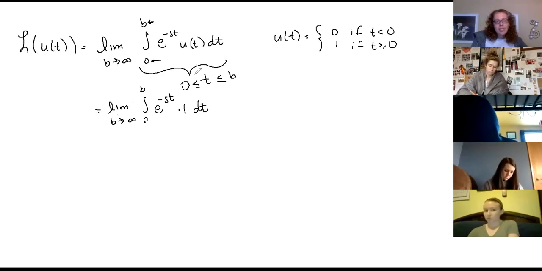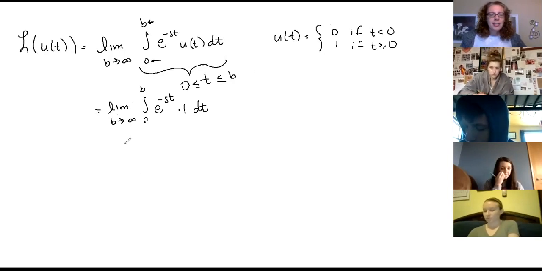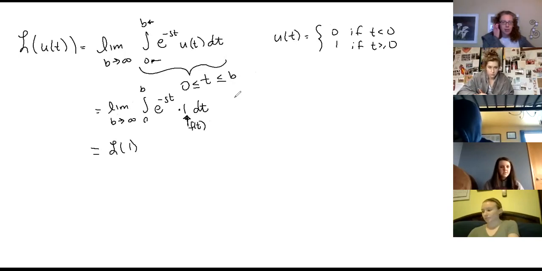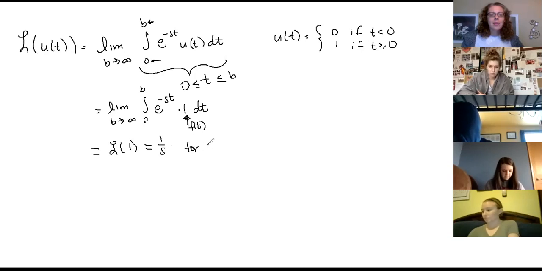If I were having t values be less than 0, then I'd have to use the 0 part, but I don't. I just have t values between 0 and b. And this is exactly the same thing as the Laplace transform of 1. Think about this 1 right here as your f of t, right? That's exactly the same as the Laplace transform of the function 1, which we did yesterday, and it's just 1 over s, and remember that this is for s bigger than or equal to 0.